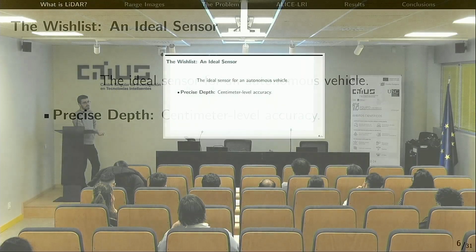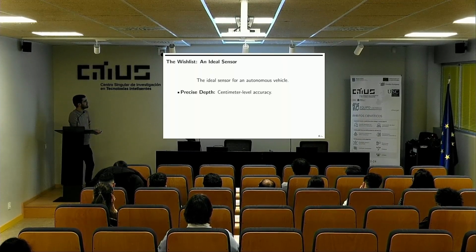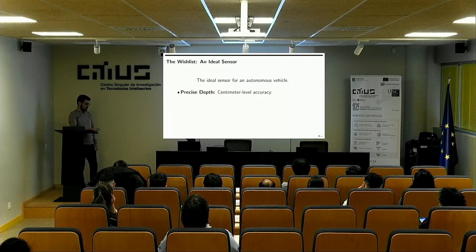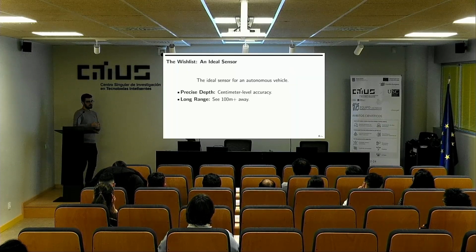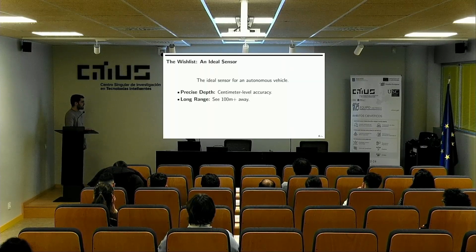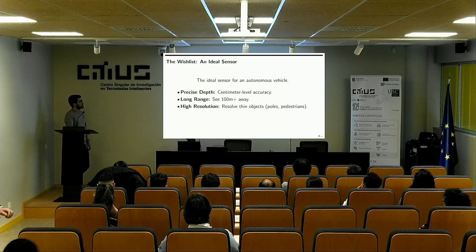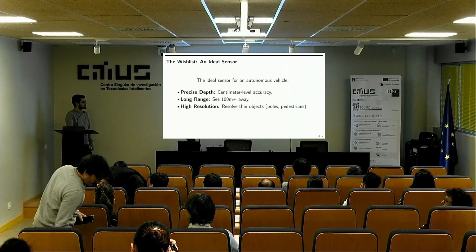So if we had to make a wish list for an ideal sensor for an autonomous vehicle, which is what we are going to focus on today, it should have these characteristics. First, we should have precise depth information. We need to know whether this obstacle is 100 meters away or closer, and if possible with centimeter level accuracy. We should be able to see at long range because we are driving a car, and 100 meters is nothing in terms of time if you are driving on a highway, for example. So ideally 100 meters and beyond would be nice. And it should also have high resolution, meaning that we should be able to resolve tiny objects, distinguishing poles from pedestrians and stuff like this.